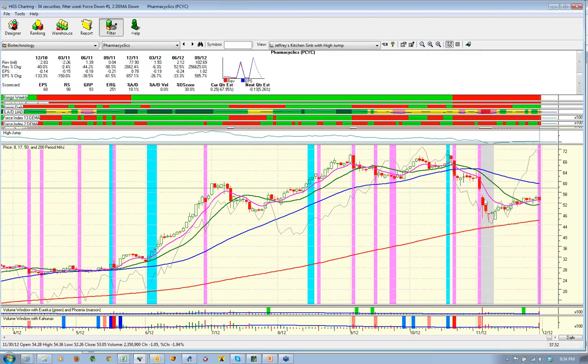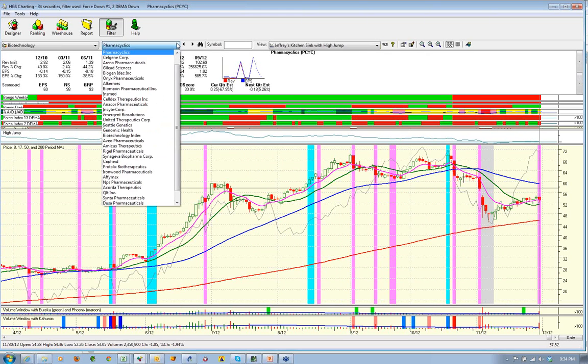Pharmacyclics also had a recent sell-off, but it had a pretty decent week. Pocket pivot down on volume Friday, so it remains to be watched.